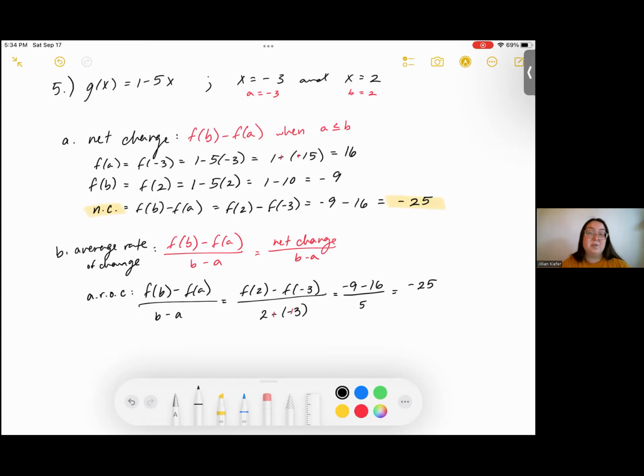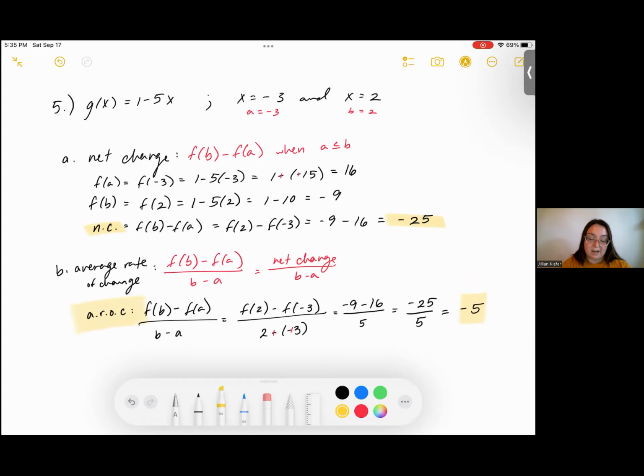So we could have skipped a few steps here if we would like. If not, you can definitely just do the steps again. So we have negative 25 divided by 5, which comes out to negative 5. So our average rate of change for this function was negative 5, which, if we look, was the number in front of x. So negative 5 would have been our average rate of change. All right, that wraps up example 5.